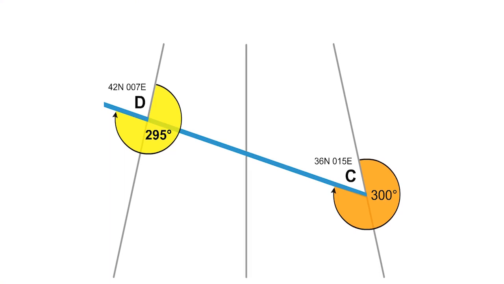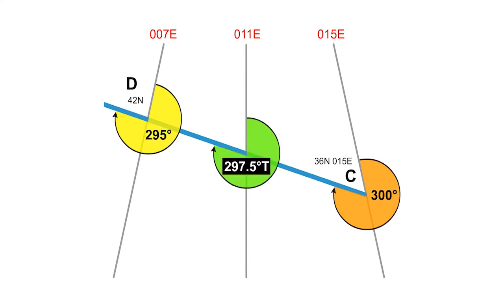Draw it in. 11 east is 4 degrees east of 007 east, and it is 4 degrees west of 15 east. Therefore, it must be the mid-meridian, as it's halfway between the meridians C and D. So if the track is 300 at the start and 295 at the end, what will it be exactly halfway? 297.5 degrees true.